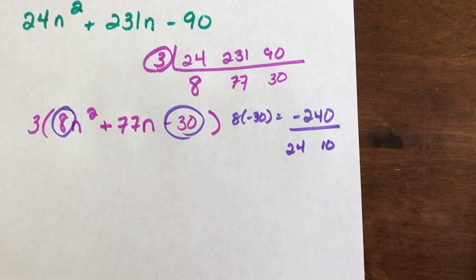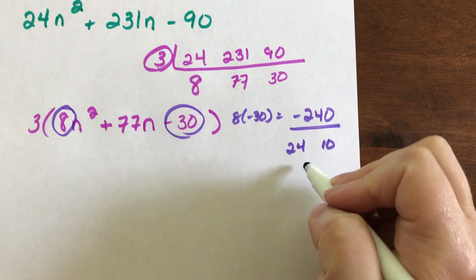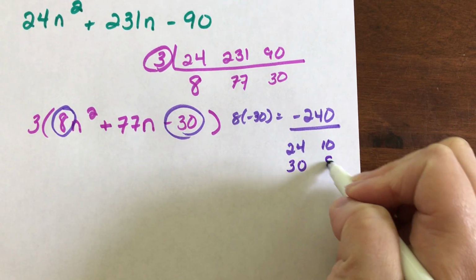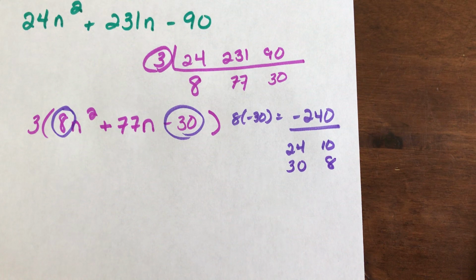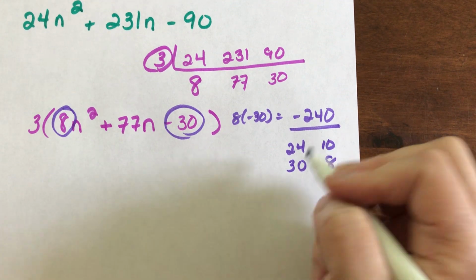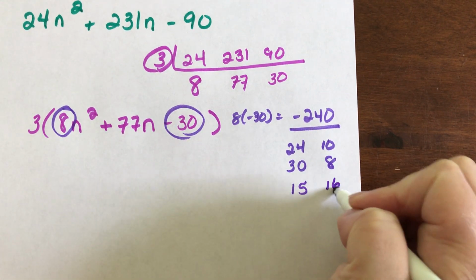Let's see. Let's just try 8. Oops, wait a minute. So 240 divided by 8 is going to be 30 and 8. That's not going to work. Let's just try 24. I'm just trying all sorts of things. I already did that one. Let's see. See, this is where it can be tedious. Let's just see if 15 goes in there. 15 and 16, but that's not 77.